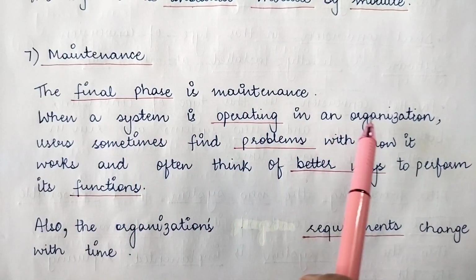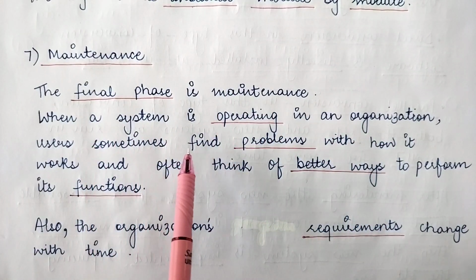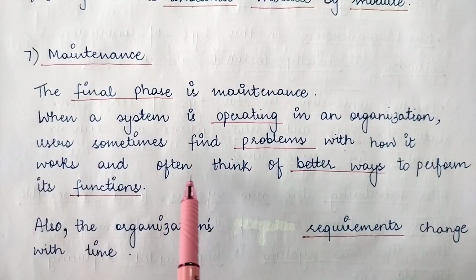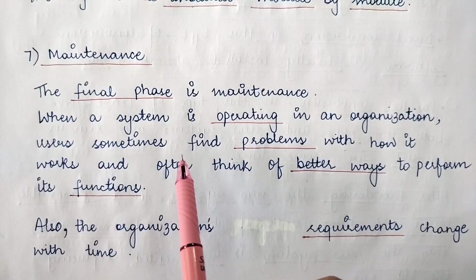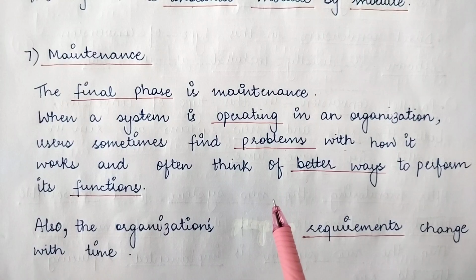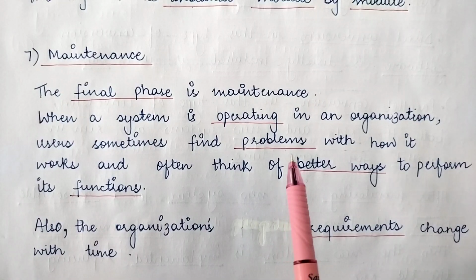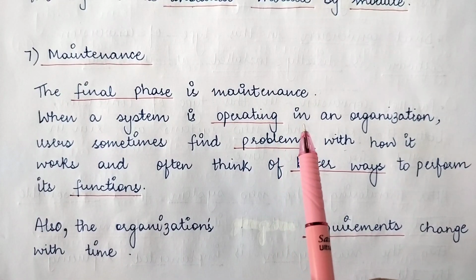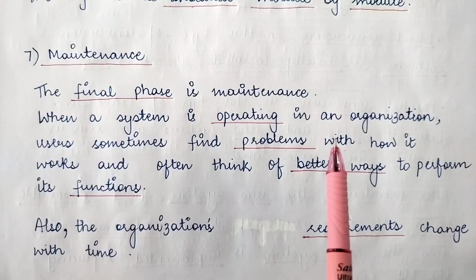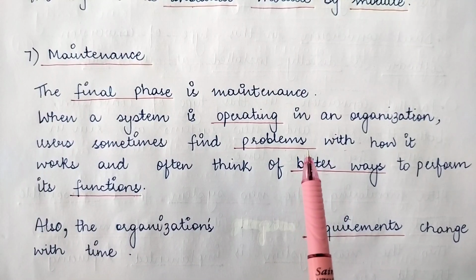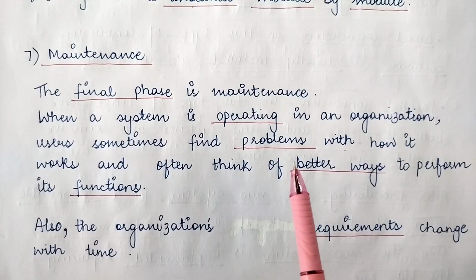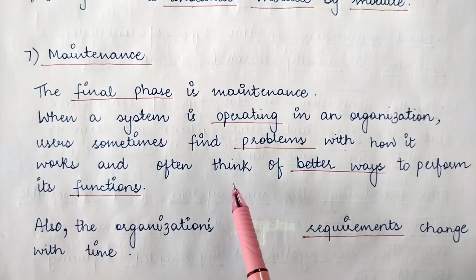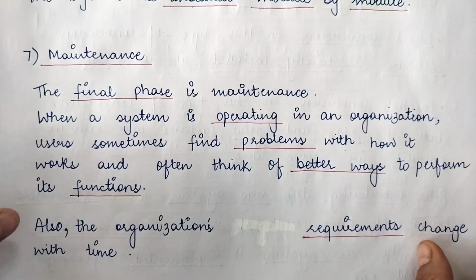When a system is operating in an organization, users sometimes find problems with how it works and often think of better ways to perform its functions. Obviously, with time and with changing requirements of the users and of the organization, you would always want new characteristics or new features in the existing information system. Introducing those new features as and when required with the passage of time comes under maintenance, and this is an ongoing thing.